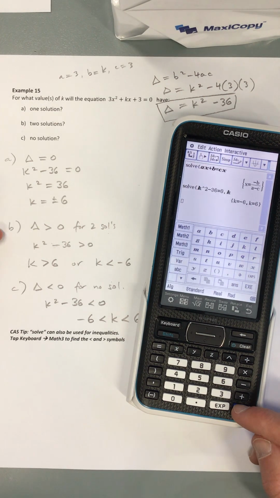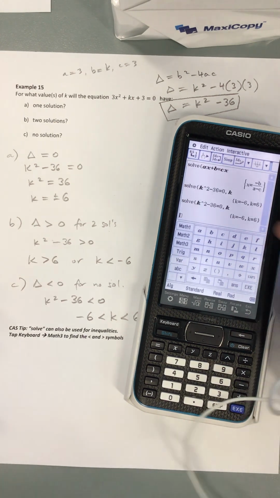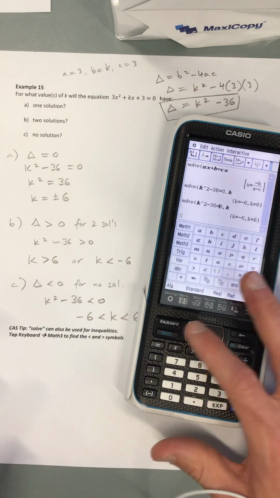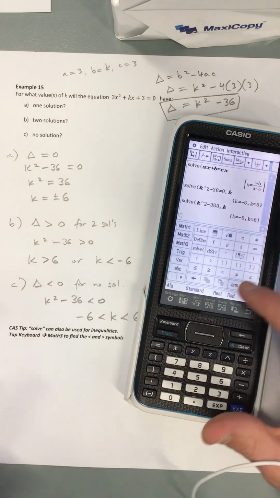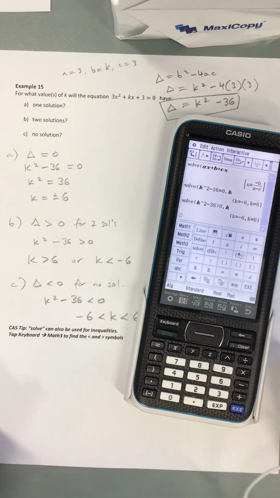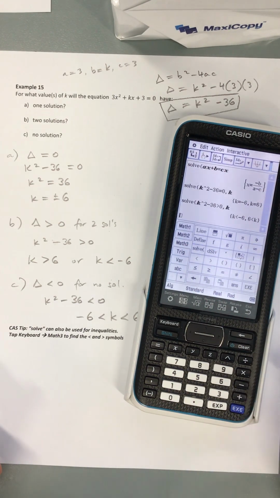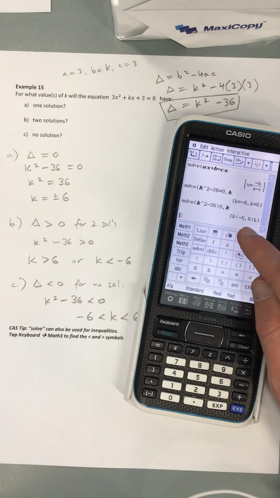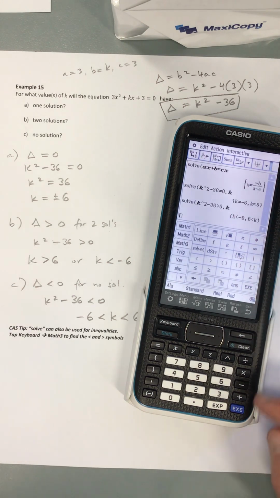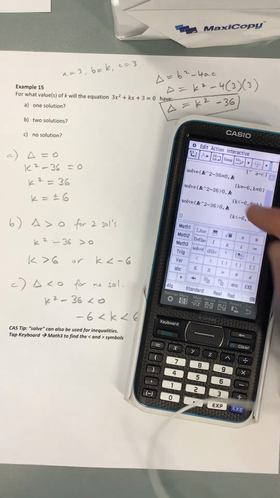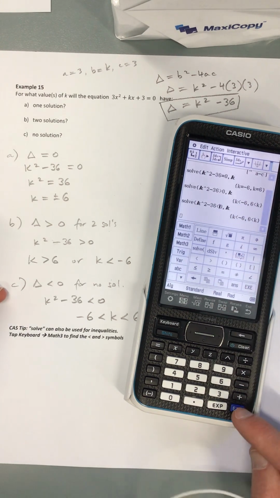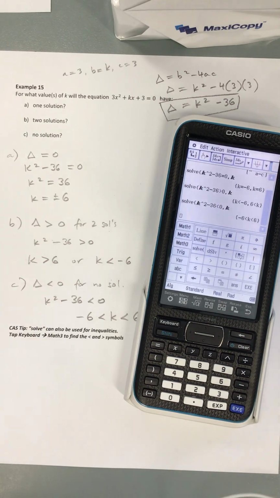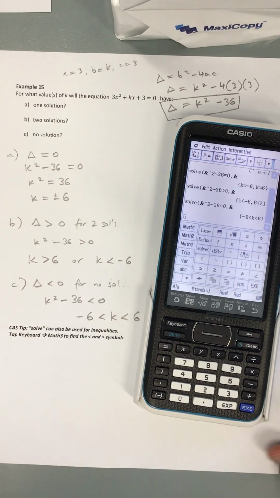If we needed for part B the discriminant to be greater than 0, I'm going to just hit execute again to copy the equation down. All we would need to change is instead of having an equals 0, we need to use an inequality, and you can find them in Math 3, to put greater than 0. There we go, we get k is less than negative 6 or k is greater than 6, that's what we had before. And again, if I just push execute to copy that down, if we change the greater than to a less than, then we're going to check our answer for part C. And that gives us k is between negative 6 and positive 6.